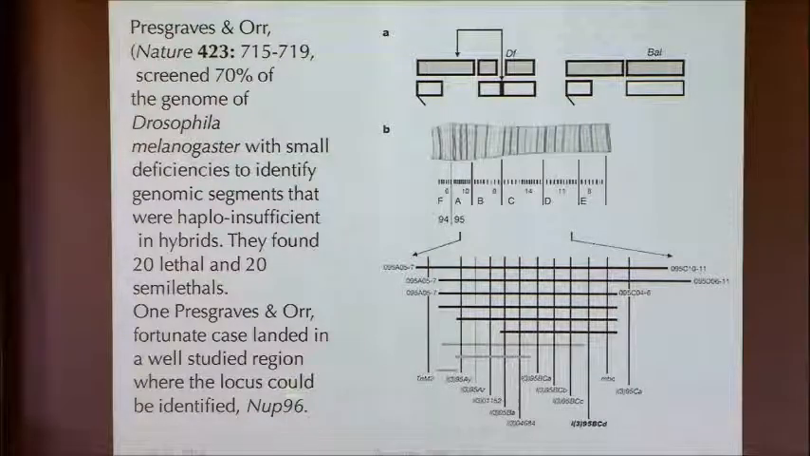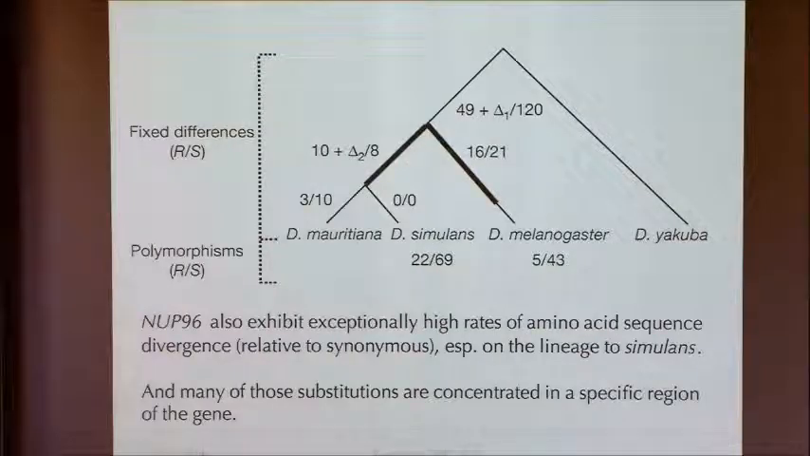And they found a large number of them, a trove of them. And the best one was this NUP96. The reason it was good is that molecular and cellular biologists had already worked very hard on this gene. It's very important in nuclear transport, moving RNAs and other particles in and out of the nucleus. And when they looked at the gene carefully, they saw that on the simulans side, where it looks like the incompatibility might be arising, on the lineage going down to simulans and its sibling species, there's a large number of amino acid substitutions and a deletion of two base pairs, or two deletions.